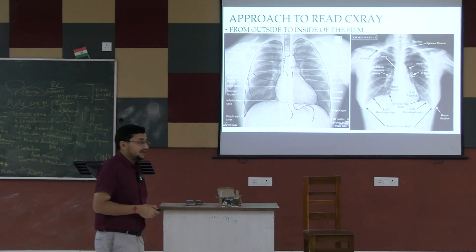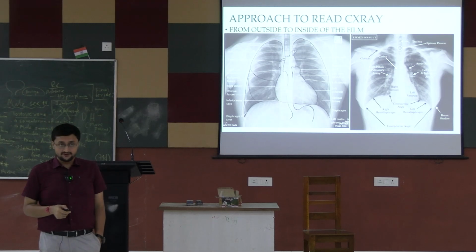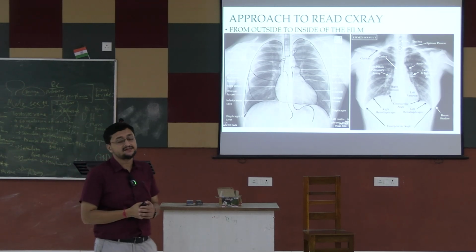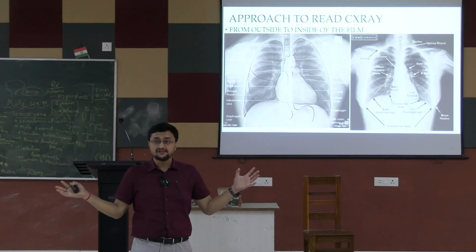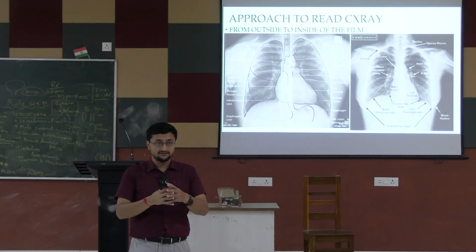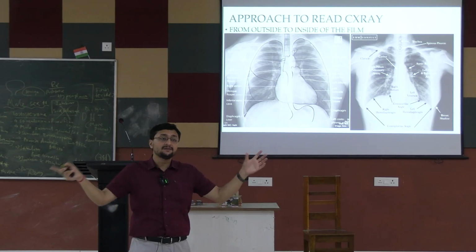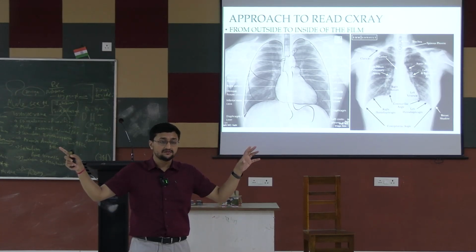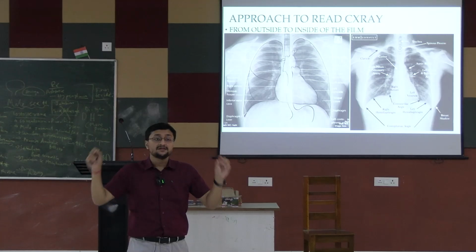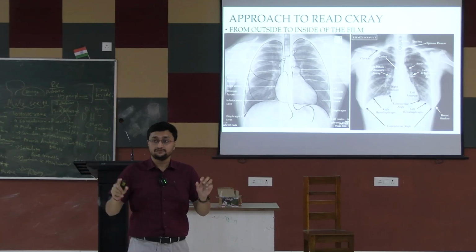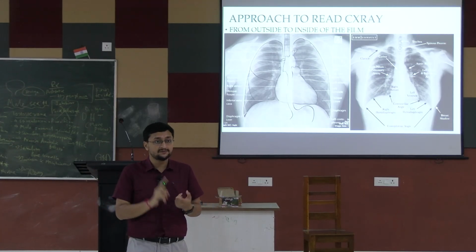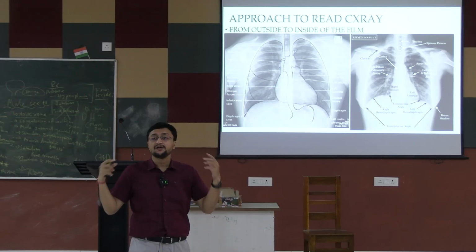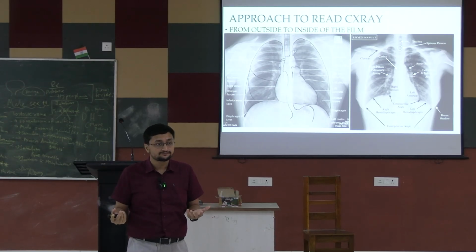Now, how to read a chest X-ray? This is important. The most important approach is to read from outside to inward. Outward means you have to come from outside to inside. What is outside? Skeletal structures and soft tissue, so that you cannot miss any point. Skeletal structure, soft tissue. Which skeletal structures are visible?